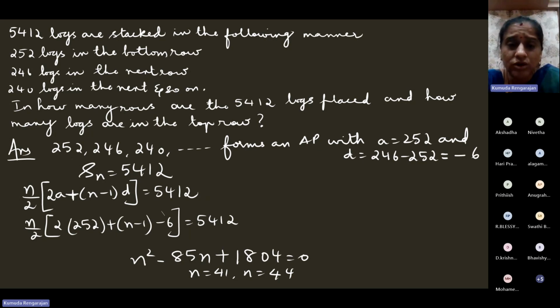But you cannot take both the values, right? The value of n can be only one answer. You cannot get two answers. The question is, in how many rows are 5,412 logs placed? So you can say that the logs are placed in 41 rows or in 44 rows, but we cannot give both answers. Either 5,412 logs are arranged in 41 rows or in 44 rows. Only one of the two can be the correct answer.